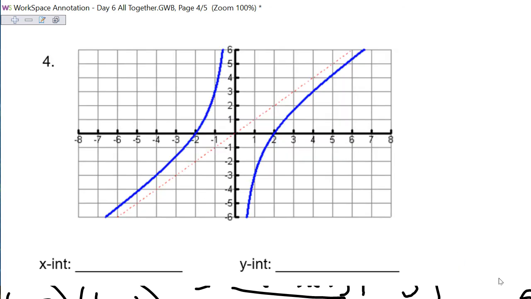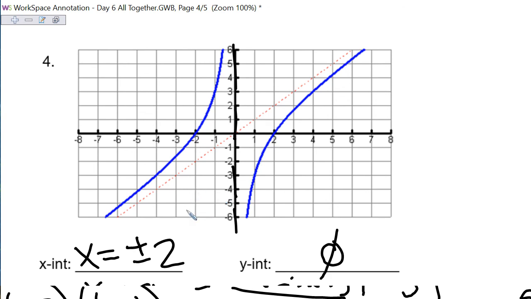Next one, problem 4. What are the x-intercepts? -2 and +2, so I'm going to put plus or minus 2. What about the vertical asymptote? x equals 0. So what's the y-intercept? There's not one because that's the asymptote. Does this one have a horizontal asymptote? No, because it has a slant asymptote. So we need to write the linear equation for that slant asymptote. Notice it starts at 0 and the slope is what?